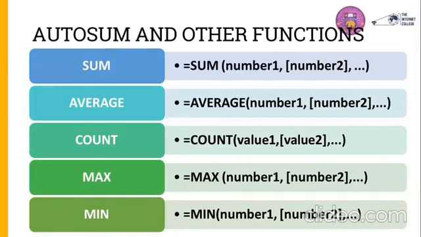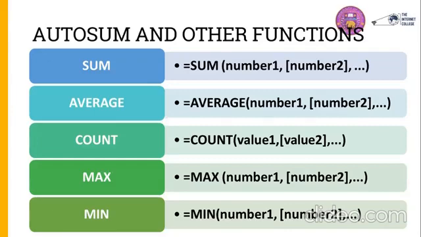The syntax of sum function is equal to sum within brackets number 1, comma number 2, number 3 and so on and so forth. Number 1, number 2, number 3 are all numbers which you want to add. These may be numbers, cell references, cell ranges, or other formulas also. It will give you the addition of all these. Average function calculates the arithmetic mean of the numbers. The expression is similar to that of sum. It takes numbers, cell references, and formulas.